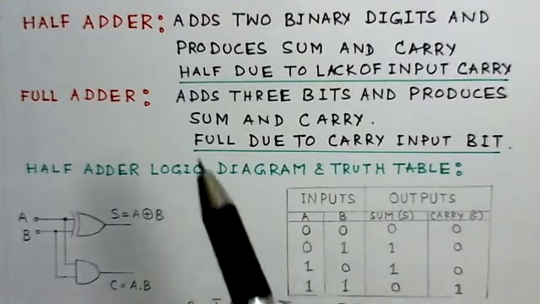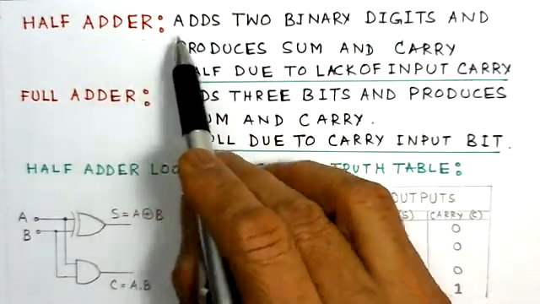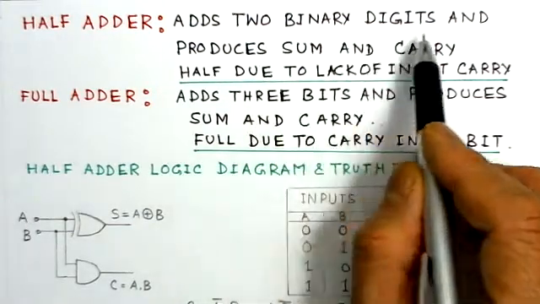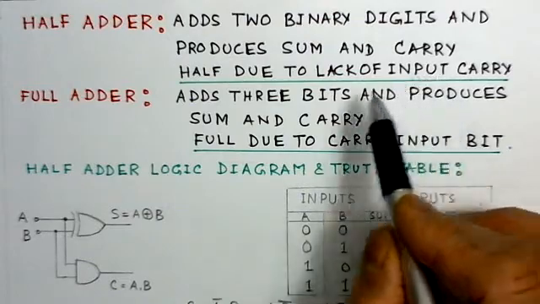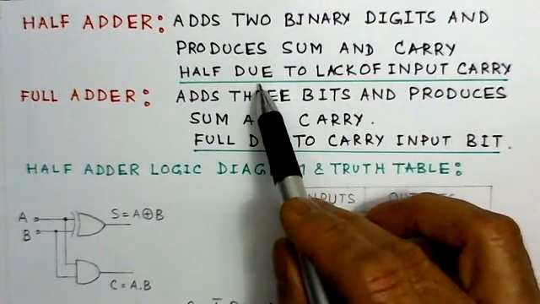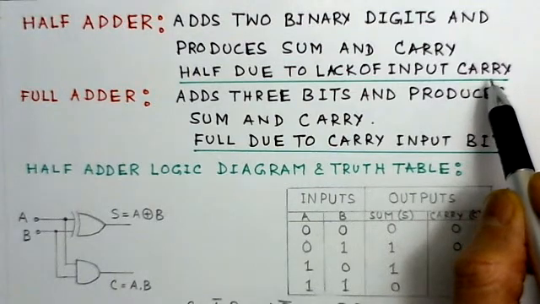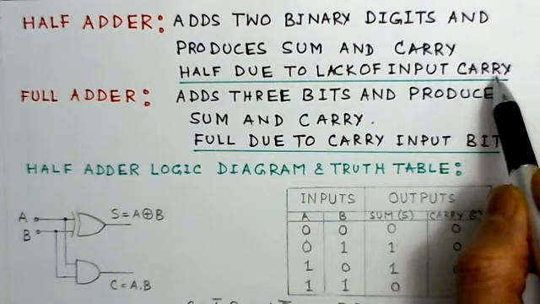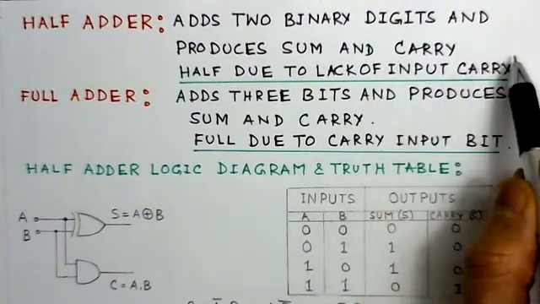Now we notice here, this is a half adder. It adds two binary digits and produces sum and carry, and it's a half due to lack of input carry. That means there are only two input bits. The carry bit is not added, but at the output you get sum and the carry also.